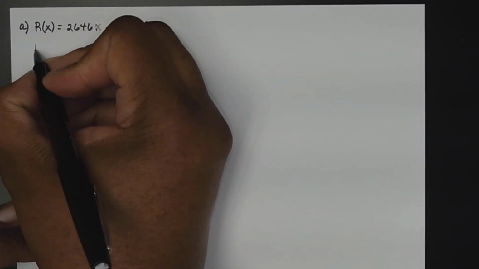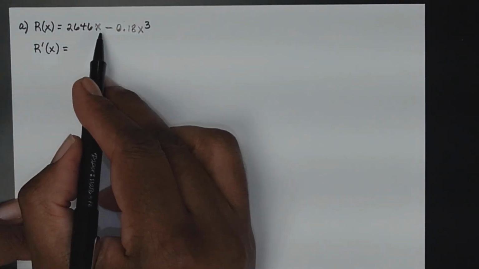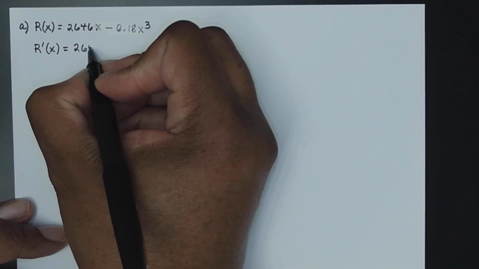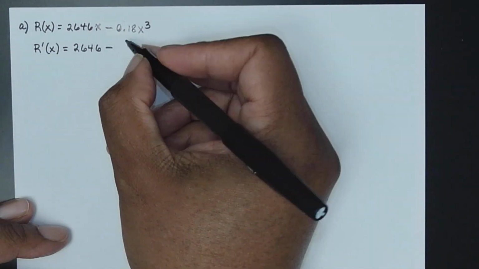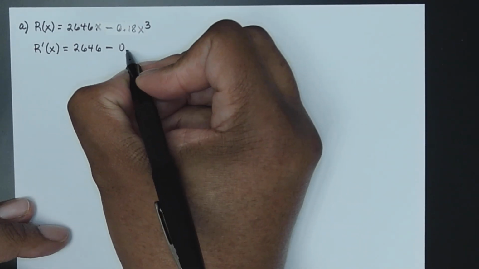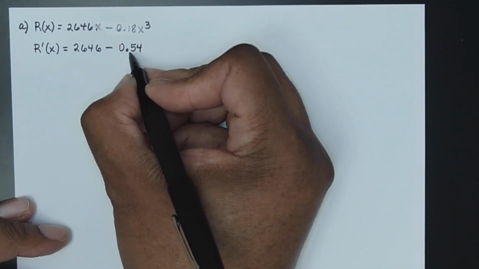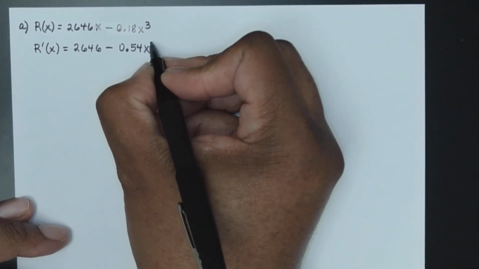All right, so first of all, when we're finding the local maximum and local minimum, we need to take the first derivative. So R prime of X is this. The derivative of 2,646x would just be 2,646 minus the derivative of 0.18x cubed would be 0.54. You bring the exponent down, multiply by 0.18, you'll get 0.54. Copy the x down to the one less power. That's your first derivative.